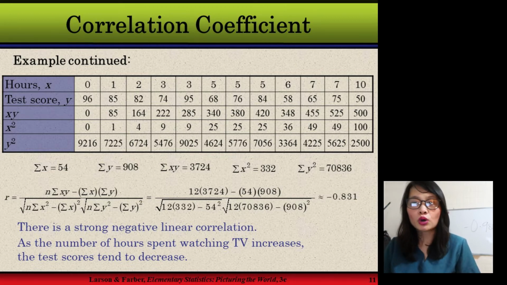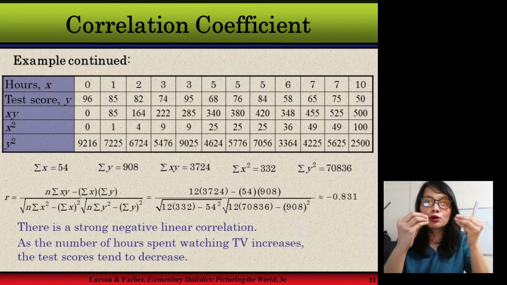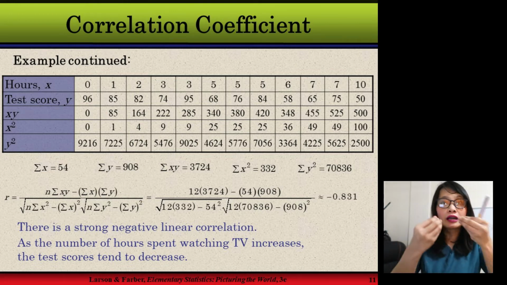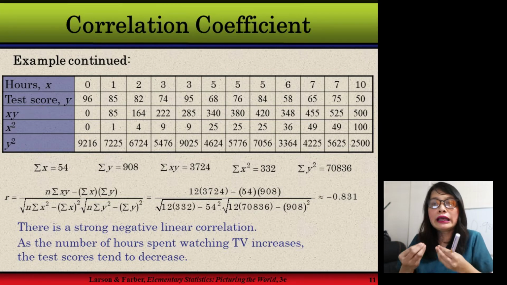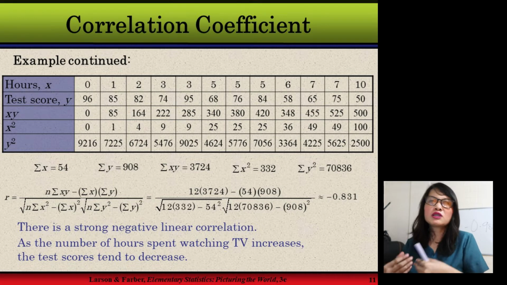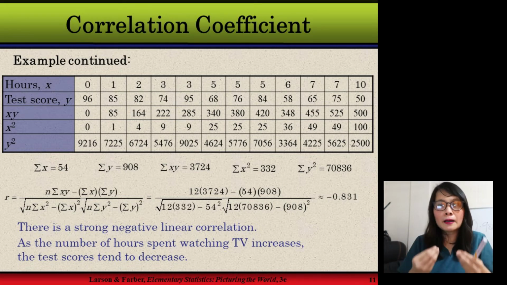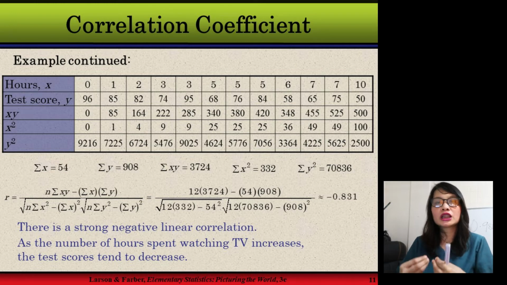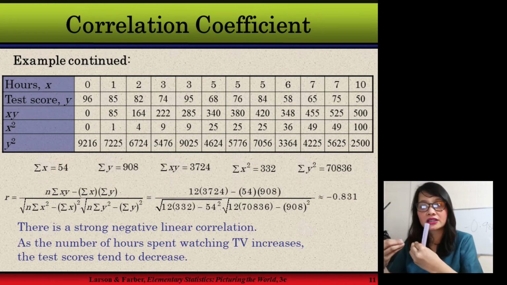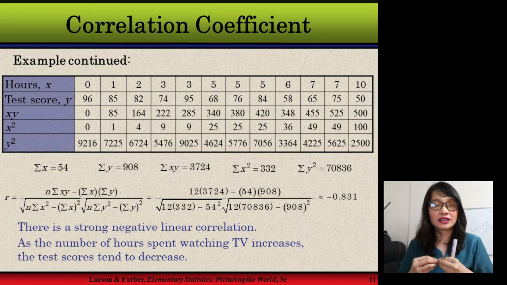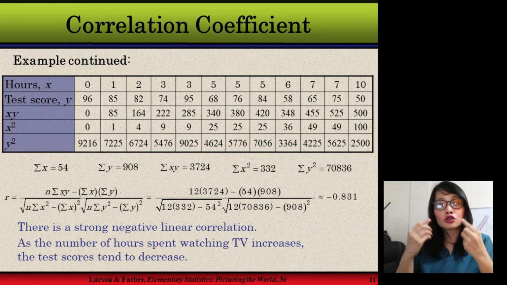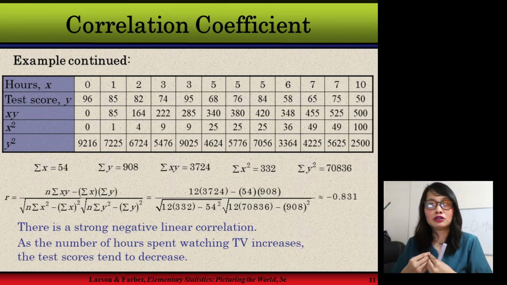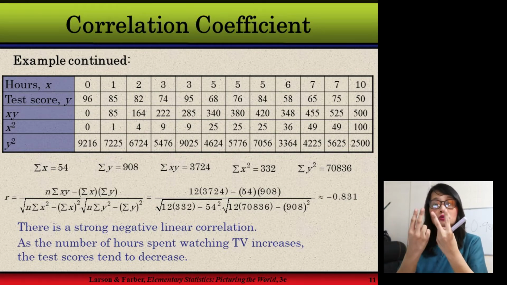So therefore, what will be the relationship of the number of hours spent watching television and the result of the test? The relationship is that there is a strong negative linear correlation. Why is it a negative linear correlation? Meaning, as the number of hours spent watching TV increases, the test scores tend to decrease. As the number of hours spent watching television increases, what will happen to your score? It will decrease, right? So that is a strong negative linear correlation. That's the relationship of the two variables.